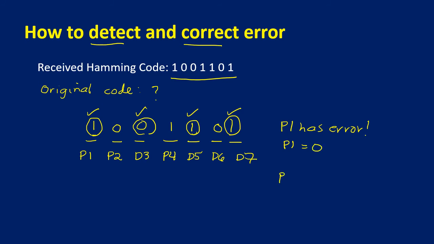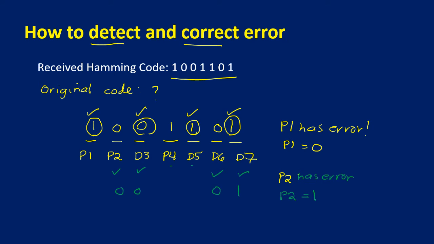Next, let's go to P2. For P2, check 2, starting at P2. Check 2, skip 2, check 2. What do we have there? 0, 0, 0, 1. Again, you have an error because this has an odd parity. So therefore, P2 has an error as well, and P2 should be equal to 1. It cannot be 0.